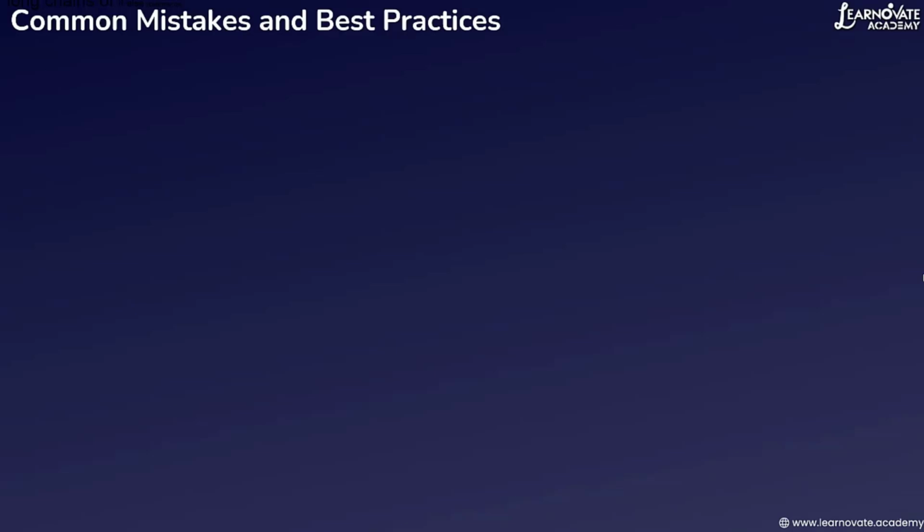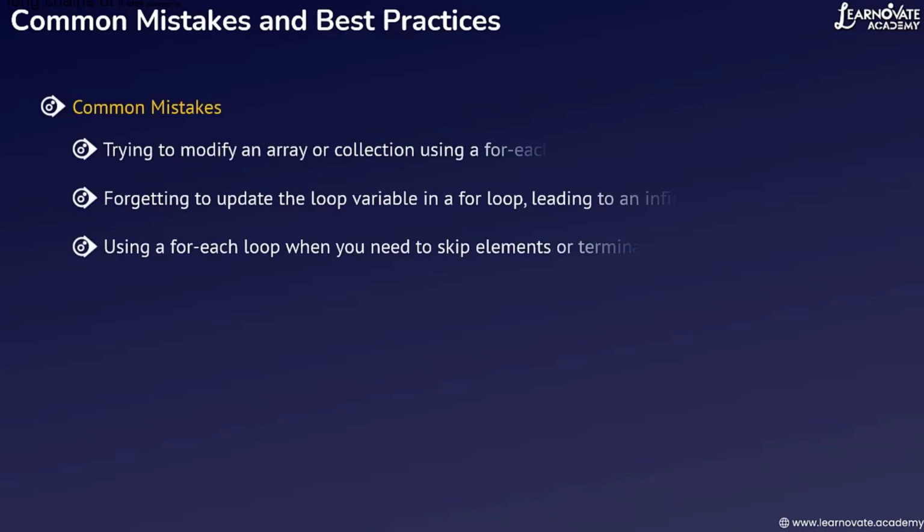So let's look into some of the common mistakes which the developers make while using the for and for each loop. And also, we will look into the best practices that we need to follow while using these loops. Generally, developers try to modify an array or collection using the for each loop, and forget to update a loop variable in a for loop, leading to an infinite loop. This is one of the common mistakes which developers at the early stage make.